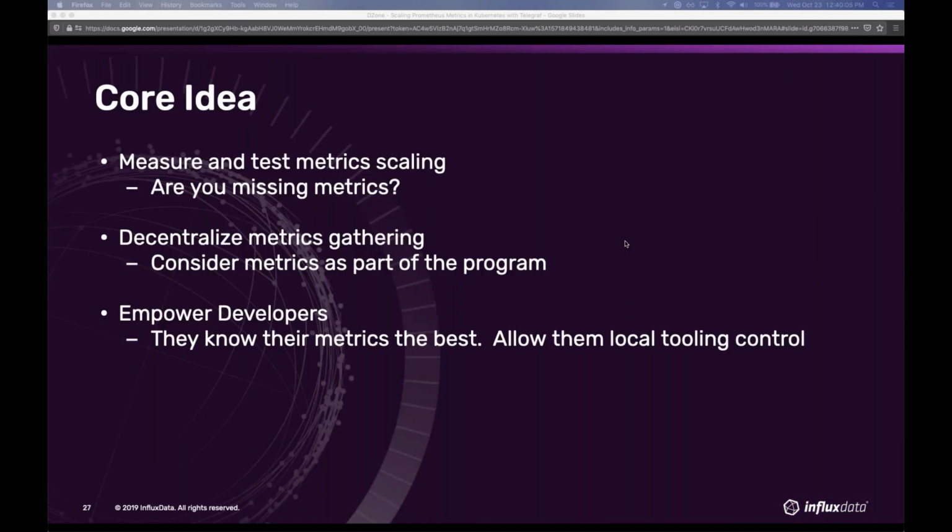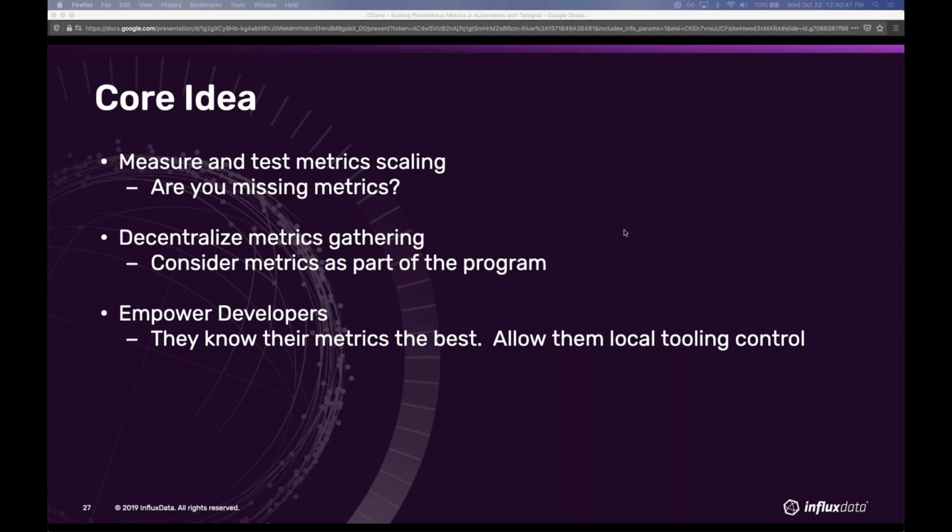I want to get to some core ideas about this talk. When you measure and test metric scaling, you really have to check if there are missing metrics and why. Essentially, metrics health describes the health of your system. You really want to emphasize decentralizing metrics gathering, and you really want to think of metrics as part of the program itself. When metrics are considered part of the program itself, then you start to build, as developers, ways of creating APIs between these components. And finally, you really want to empower developers. They really know their metrics best.